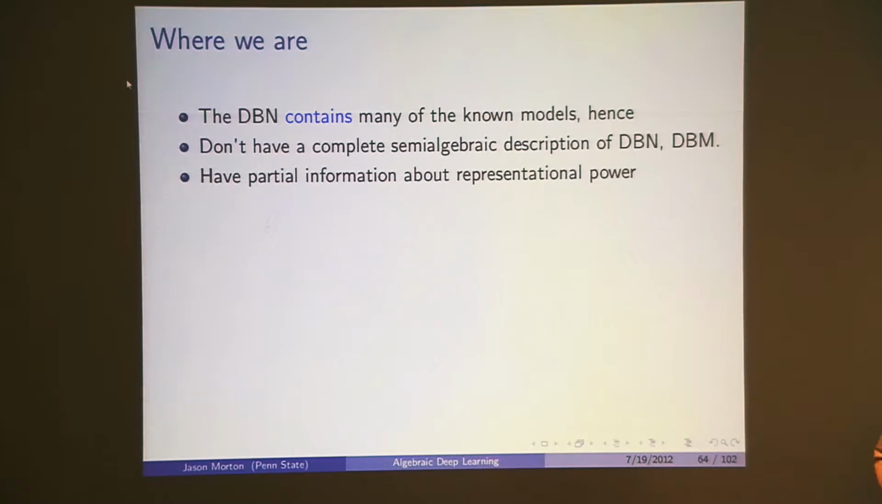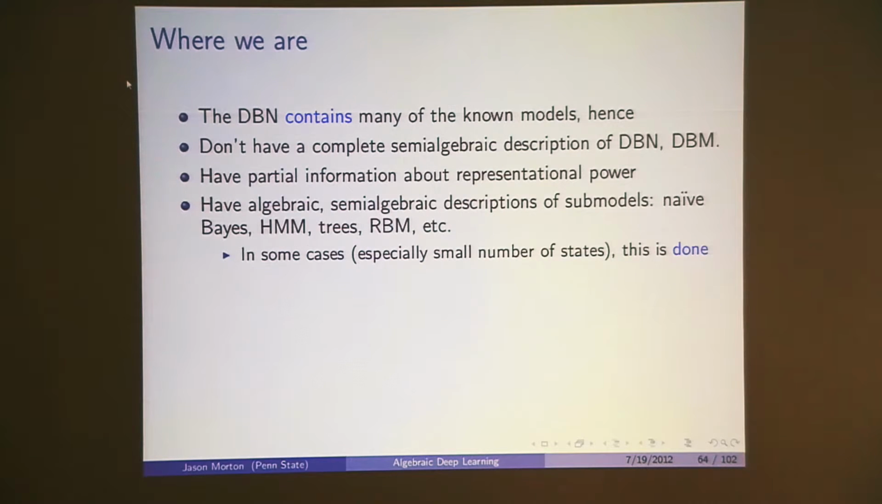We certainly do have some partial information about representational power that you may know about from a lot of other papers by other authors. And we do have also algebraic and semi-algebraic descriptions of these submodels. That's what I'm going to talk about next. So we have descriptions of naive Bayes models, which is just one hidden node, lots of visible nodes, hidden Markov models, tree models, restricted Boltzmann machines, et cetera. All of these things we thought of as lying inside the DBN, and for all of these submodels, we have partial, sometimes complete descriptions.